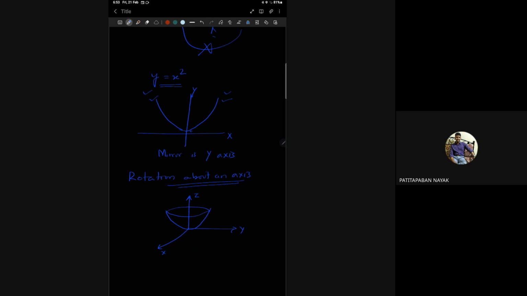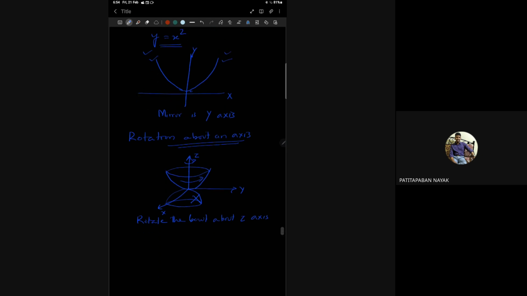Now, if I try to rotate this bowl about the z-axis, in this direction, the bowl will still look the same. So it has a rotation symmetry about the z-axis. But the same bowl, if I try to rotate about the y-axis, how exactly will it look? At some point, it will be somewhat like this, right? So it is not symmetric about the y-axis.